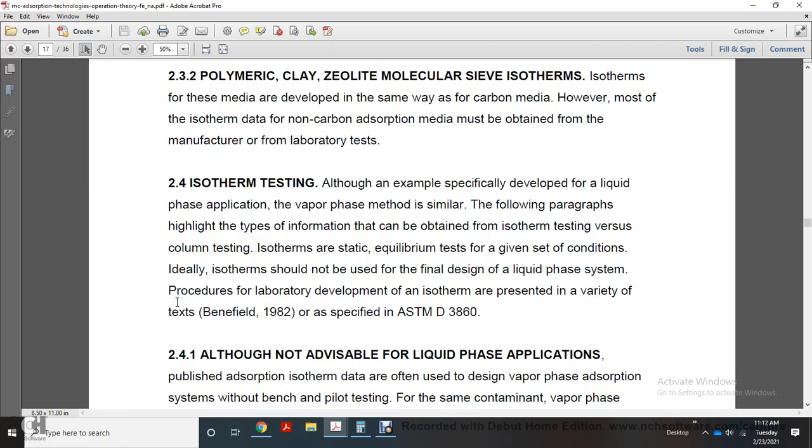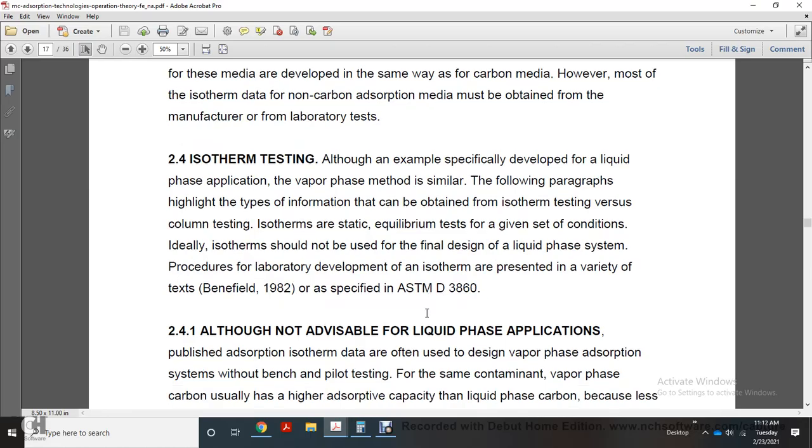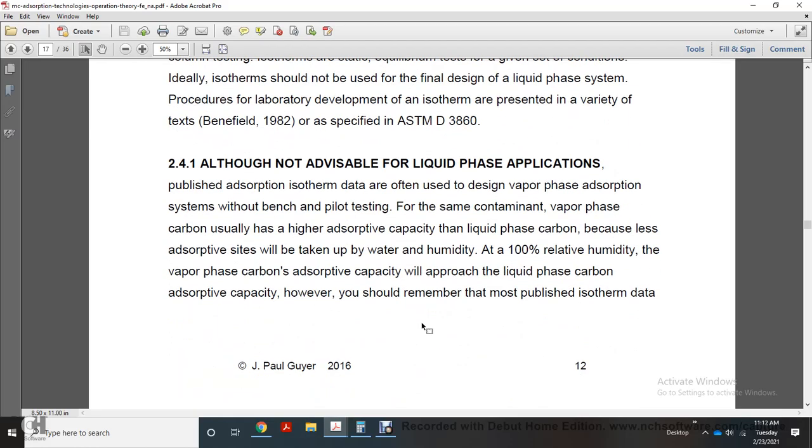Isotherm static equilibrium tests are run under a set of ideal conditions. The isotherm should not be used for a highly designed liquid phase system procedure. Laboratory developed isotherms are presented in a variety of texts. Banfield 1982 specified ASTM D3860, although it is not advisable for liquid phase applications. Published adsorption isotherm data is often used in the design of vapor phase adsorption systems without bench or pilot testing.